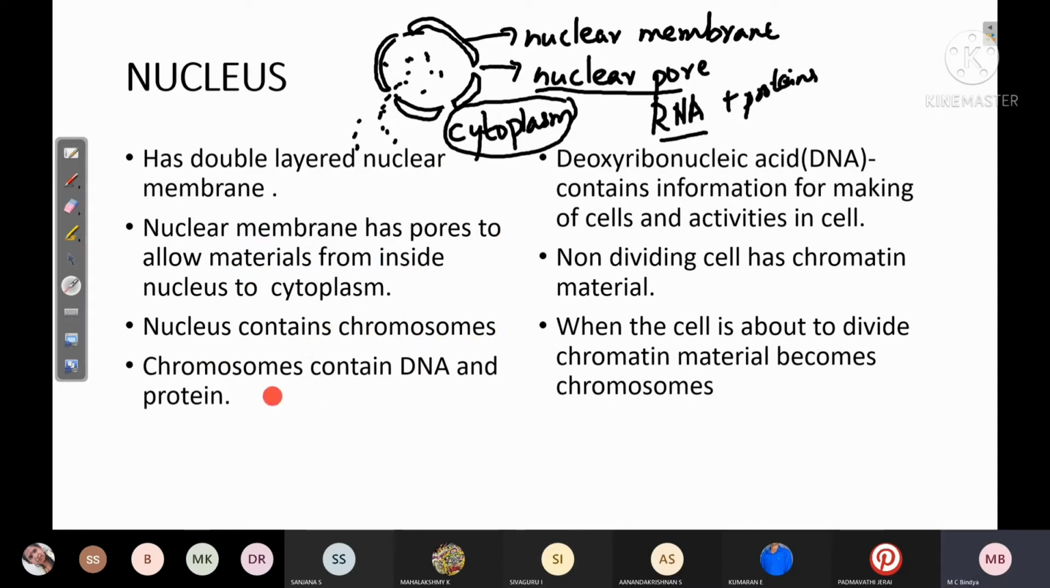Nucleus contains chromosomes, and it contains DNA and protein. DNA stands for deoxyribonucleic acid. It contains information for making of the cell and also for activities inside the cell. If the cell is non-dividing, that means it is a young cell, then it has chromatin material. Chromatin material means they are thread-like. But if the nucleus is present in a dividing cell, then the chromatin material will be like this. This is called chromosomes. That is, if it is a mature cell, chromosomes are there. Young cell means chromatin thread. When the cell is about to divide, the chromatin material becomes chromosomes.